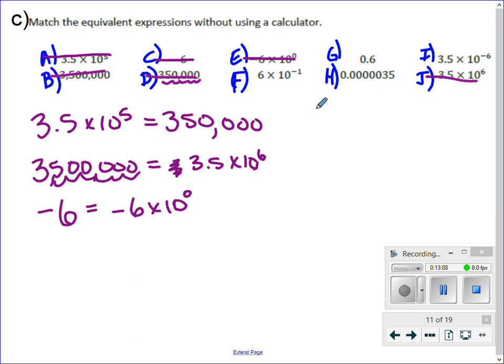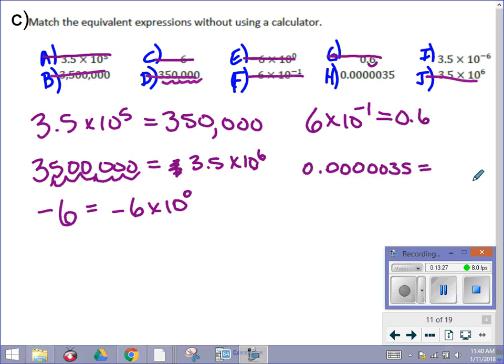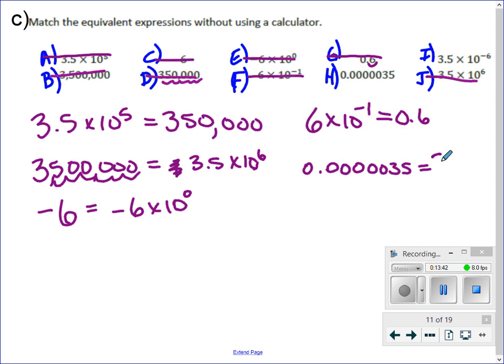Let's do F over here. 6 times 10 to the minus 1. This is telling me it's a decimal. We're going to move it left 1, so it's this one. Left 1, to 0.6, so it's equivalent to 0.6. So for letter H, which is this one, a decimal point, the small fraction, it's the last one available, but I know it matches because negative 6 would be a fraction.